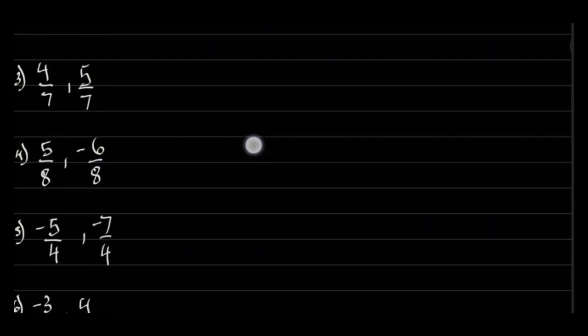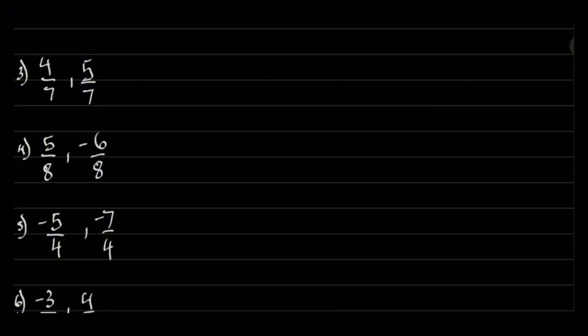Now let's focus on these examples. Okay, so with question 3, we are to compare 4 over 7 and then 5 over 7. Since they all have the same denominators, we are basically just comparing the numerators. So the number with the bigger numerator is the greater one. So we would say that 5 over 7 is greater than 4 over 7. So it's relatively easier to compare like fractions than unlike fractions.